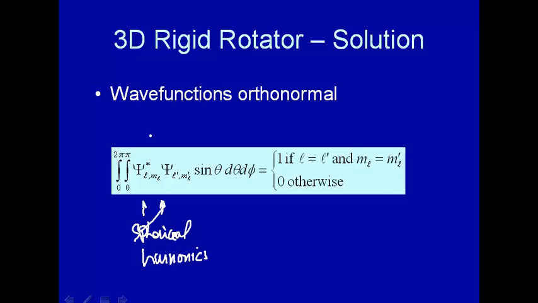Now we have to worry about two quantum numbers, L and m sub L. If L and m sub L were the same, we integrate that, we get 1. Otherwise, if L is not equal to L prime or m sub L is not equal to m sub L prime, one or both cases occur, then the overlap will be 0, and that's the requirement for orthogonality. So they're normal and orthogonal. Also, let's look at the limits of integration here. Theta is integrated from 0 to pi, whereas phi is integrated from 0 to 2 pi.